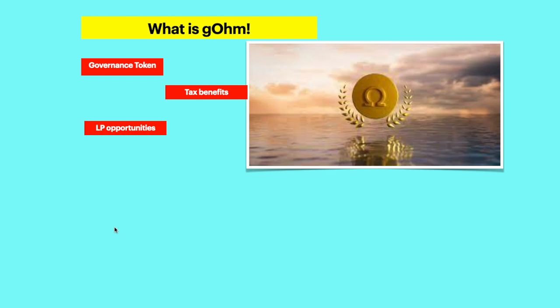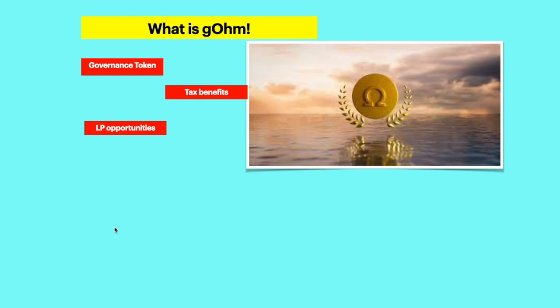So what is gOHM? gOHM is a governance token. If you hold this token, then you have access to vote in the Olympus DAO. So this becomes a very important thing. If you are interested in having your say in the way the project moves forward, this token will enable it for you.